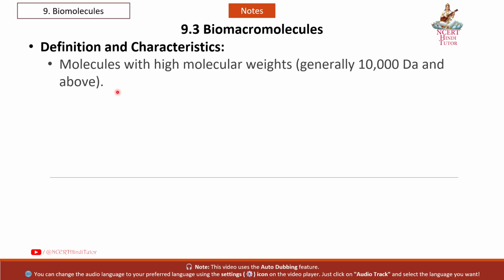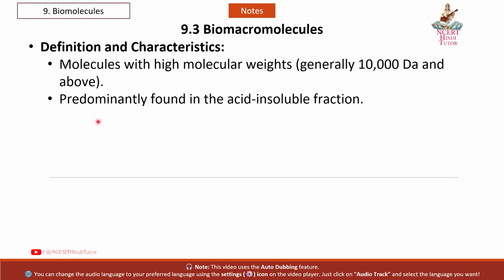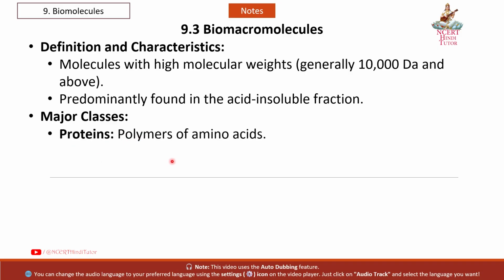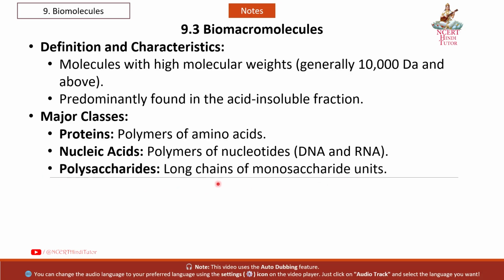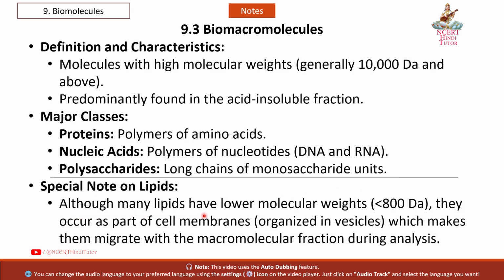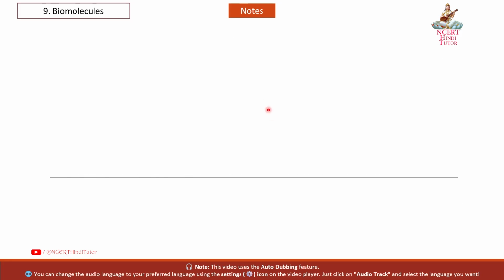9.3 Biomacromolecules. Definition and characteristics: molecules with high molecular weights, generally 10,000 Dalton and above, predominantly found in the acid insoluble fraction. Major classes: proteins, polymers of amino acids; nucleic acids, polymers of nucleotides, DNA and RNA; polysaccharides, long chains of monosaccharide units. Special note on lipids: although many lipids have lower molecular weights, less than 800 Dalton, they occur as part of cell membranes organized in vesicles, which makes them migrate with the macromolecular fraction during analysis.